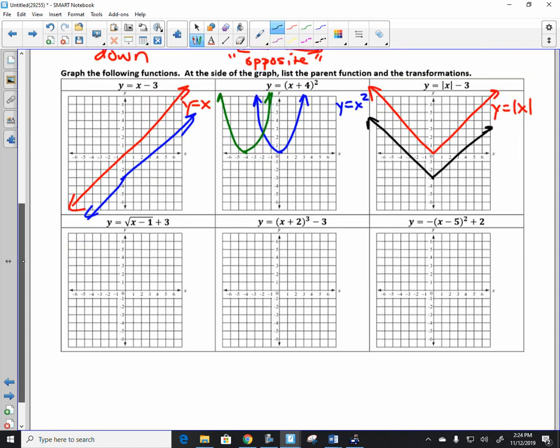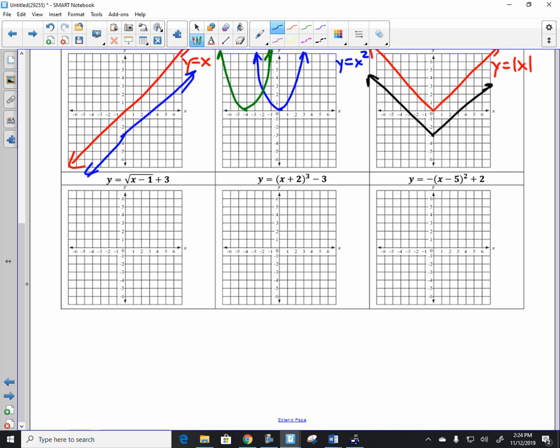The next one has a square root. So the parent function is y is equal to the square root of x. We know what that looks like. Looks like that. What is the transformation here? There's 2 of them. Right 1, up 3. There's my new shape. Probably should have done a better job of giving that a little bit of a curve.